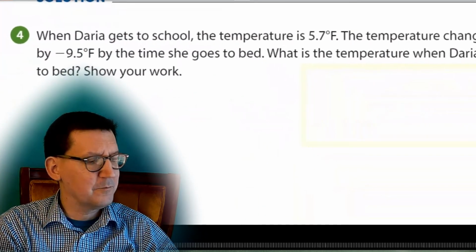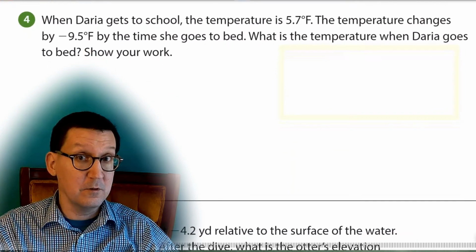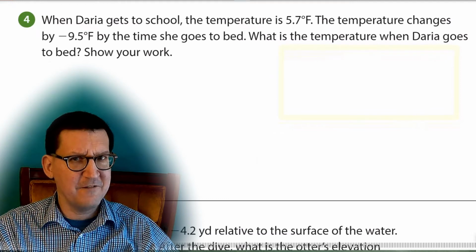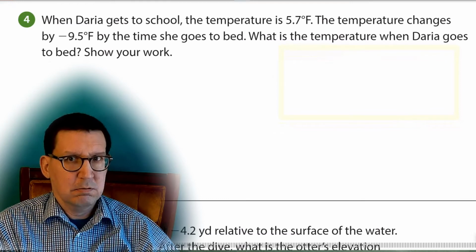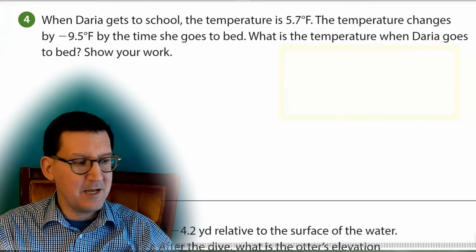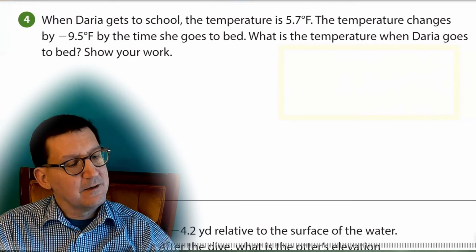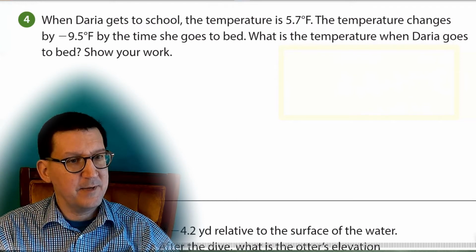Let's look at this one, number 4. When Daria gets to school, the temperature is 5.7 degrees Fahrenheit. Cold. The temperature changes by negative 9.5 degrees Fahrenheit by the time she goes to bed. Even colder. What is the temperature when Daria goes to bed?